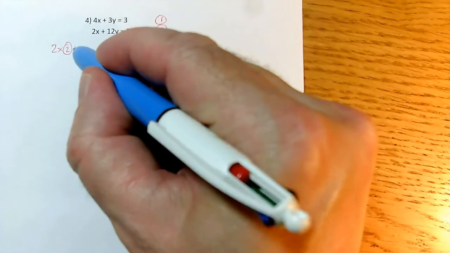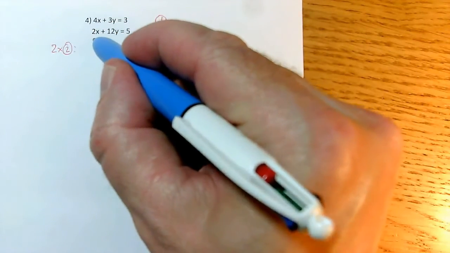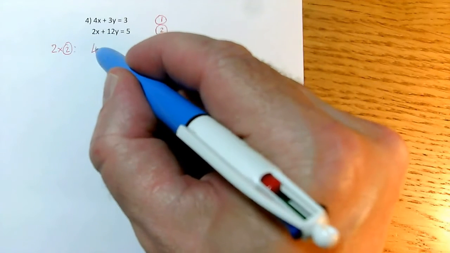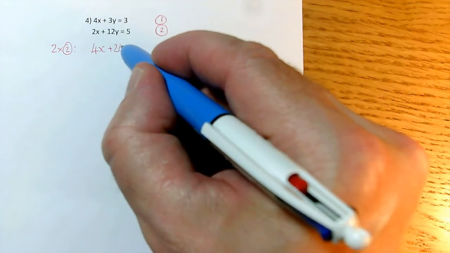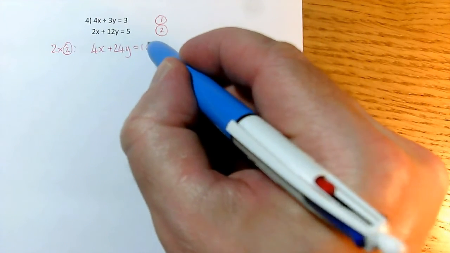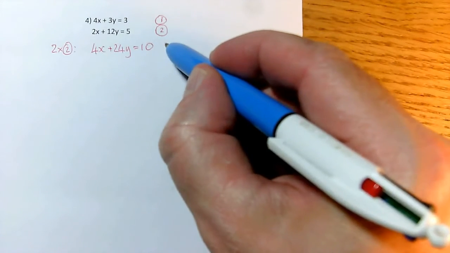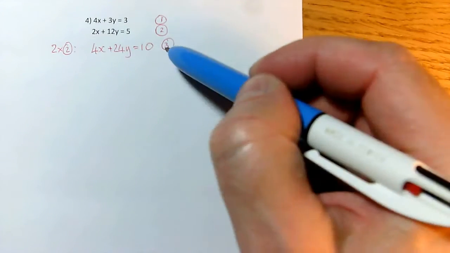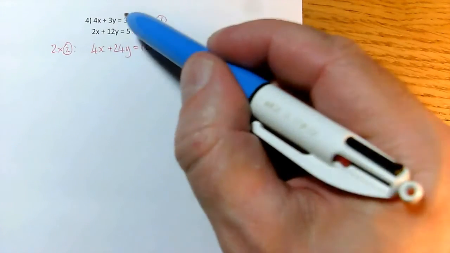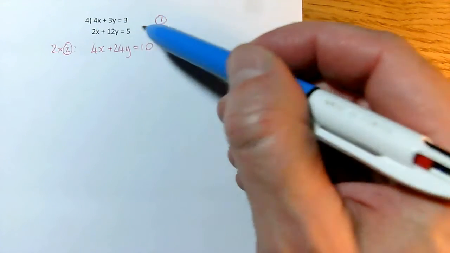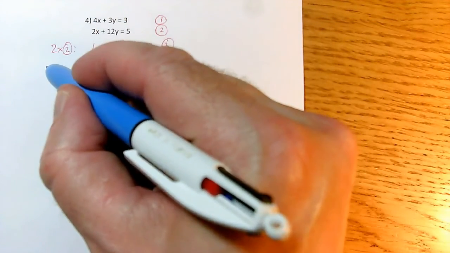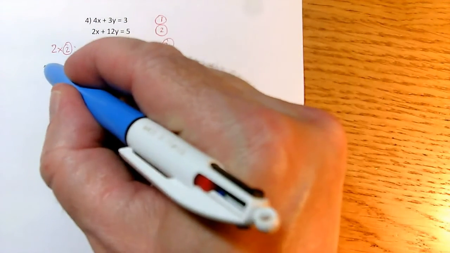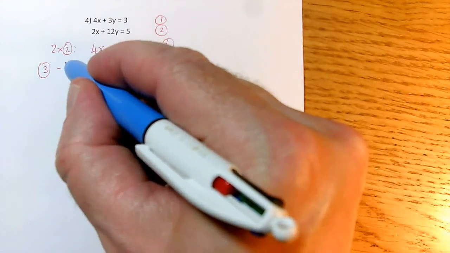Okay, 2 times equation 2 means that, doubling everything, 4x plus 24y is going to equal 10. So now I'm going to call that equation 3. So I've got equation 3 which has a 4x in it. I've got equation 1 with a 4x in it. So if I subtract those two equations, okay, I need to do equation 3 minus equation 1.